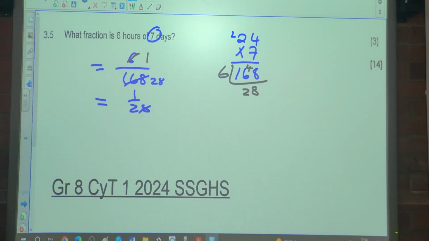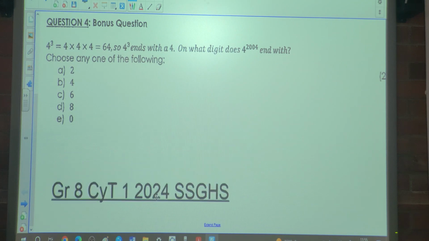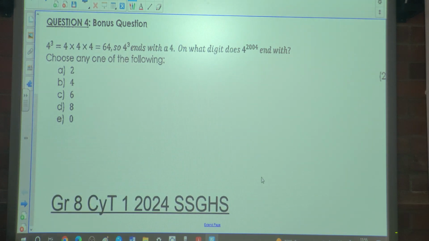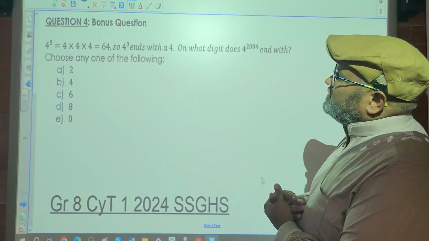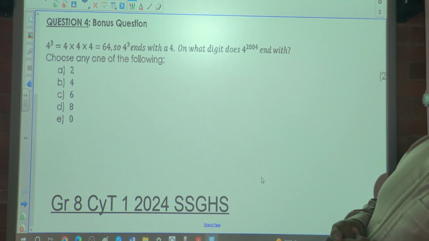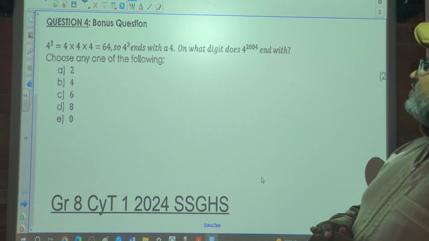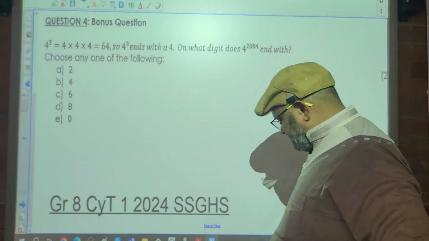And of course the bonus question. We are told here, 4 cubed is equal to 4 times 4 times 4, which is 64. And so 4 cubed ends with a digit 4. What digit does 4 to the exponent 2004 end with? 6. Alright, 6 is correct. But how do you get 6?